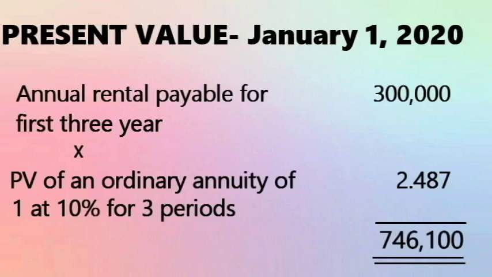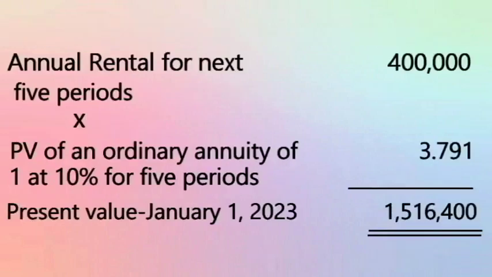Kagaya nga ng sinabi ko kanina, is yung January 2020 is magpo-fall pa din siya doon sa annual first 3 years ng problem. So, the next step is kailangan natin kunin yung present value as of January 2023. So, ito yung date bago mabago yung payments na babayaran ni lessee. So, annual rental payment for the 5 periods of 400,000. So, dito, ginamit na natin yung 5 years payable at each year.